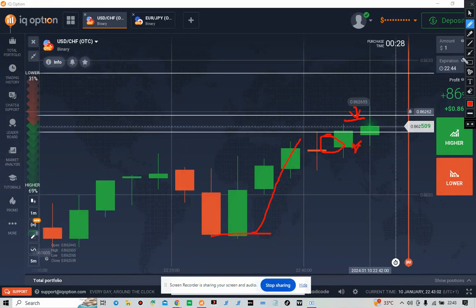But the major level we expect a reversal is this. Okay, if the market comes to this level, we can expect the sellers to enter the market.